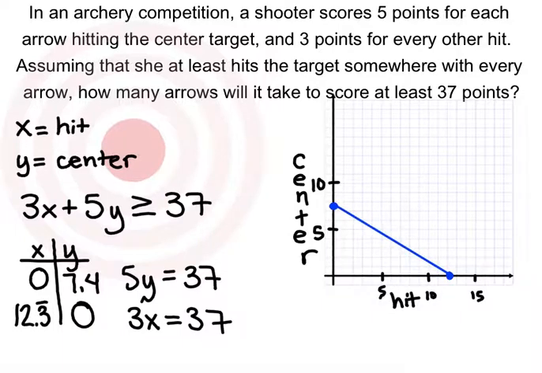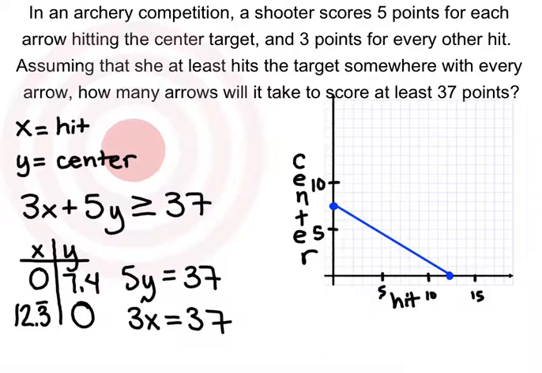Now theoretically, this line would go on forever, but we have to remember there's actually a couple constraints or rules we're not thinking about. Okay, we can't have a negative number of hits. We can't have either case, hits or center. So that is why we're only using the first quadrant.